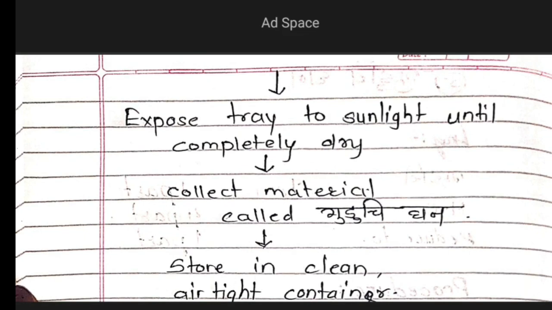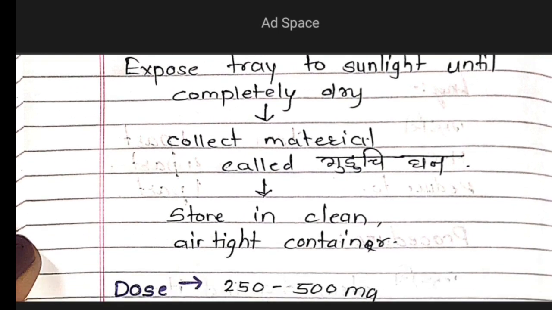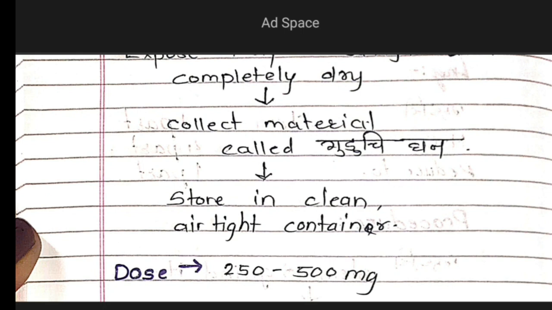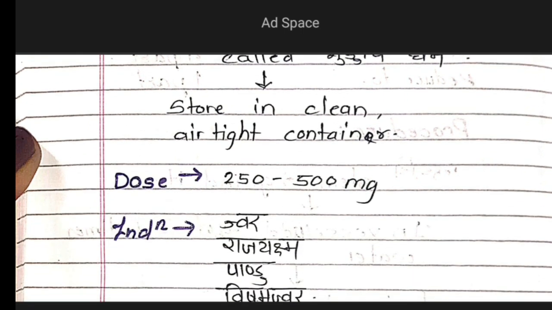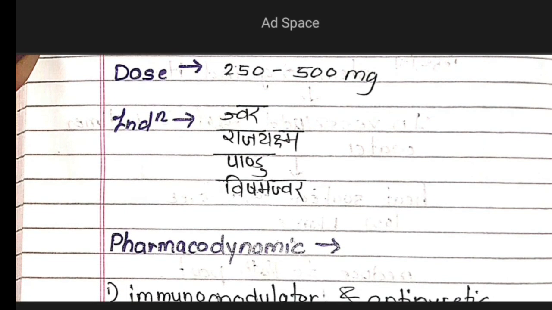Then after heating, expose the tray to sunlight until completely dry. After completely drying, collect the material called Guduchi Ghana and store in an airtight container. Dose is 250 to 500 mg. Indicated in Jwara, Rajayakshma, Pandu, Vishamajwara.